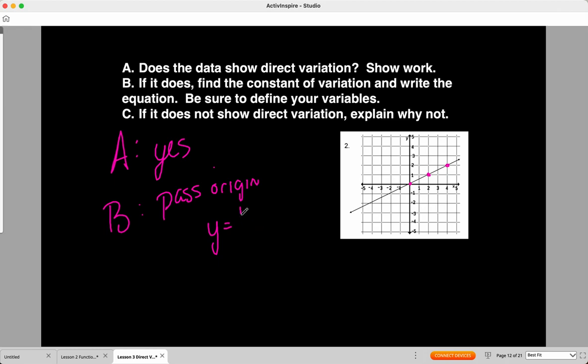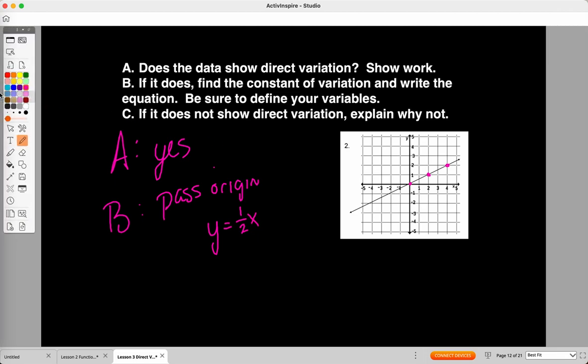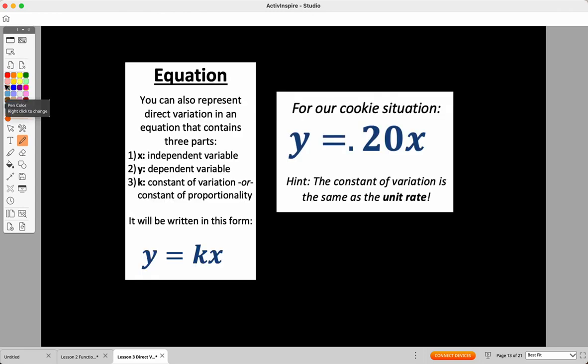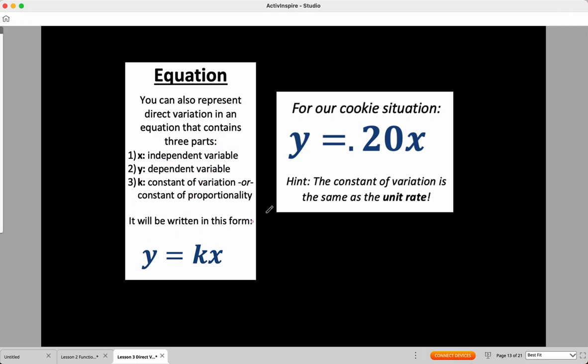I've got to make it multiplication, so it's going to be 1/2 of X. Because half of 2 is 1. Half of 4 is 2. We don't have to remember, we just don't have to multiply by a whole number. We can use a fraction as well. So the other way to look at it is the way I showed you at the very beginning, where X is our independent variable, Y is our dependent variable, and K is our constant of proportionality or constant of variation. This is the general form of all direct variation equations.